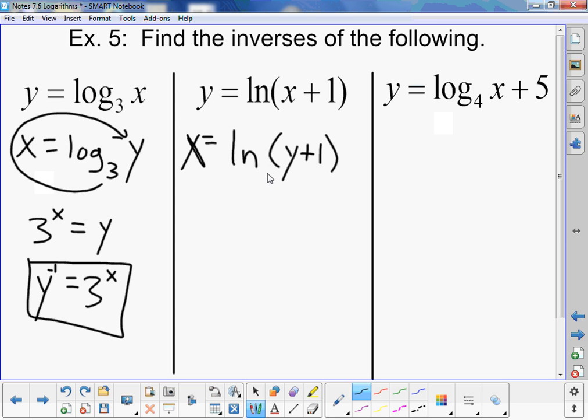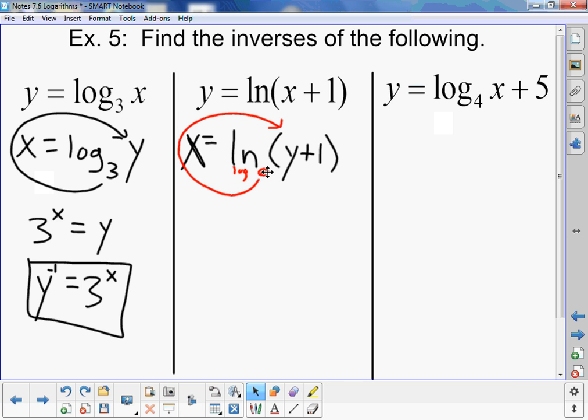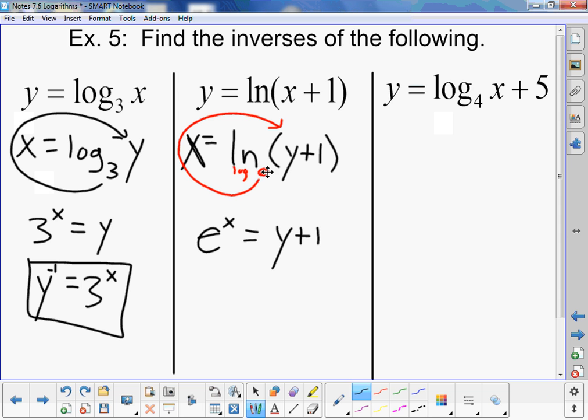Now, ln means you have a base e. So you actually have like a little e down here. If you think of this as a log, that's a log base e. So what you're going to do is spiral. So e to the x equals that. So e to the x power equals y plus 1. Now your y is not isolated, so you have to subtract 1 on both sides. So basically you get y equals e to the x power minus 1. And that's y prime. I forgot if I told you guys to put a -1 or a prime. We'll say y inverse.